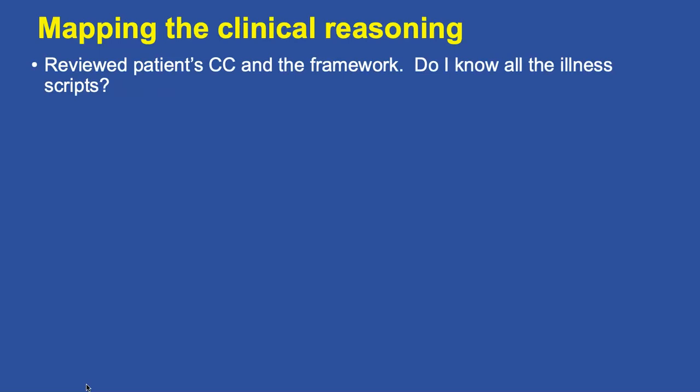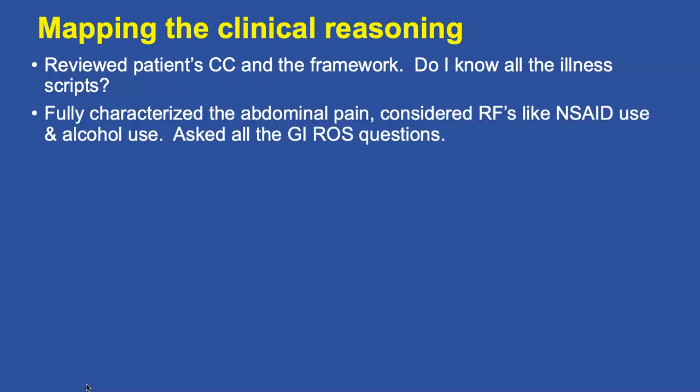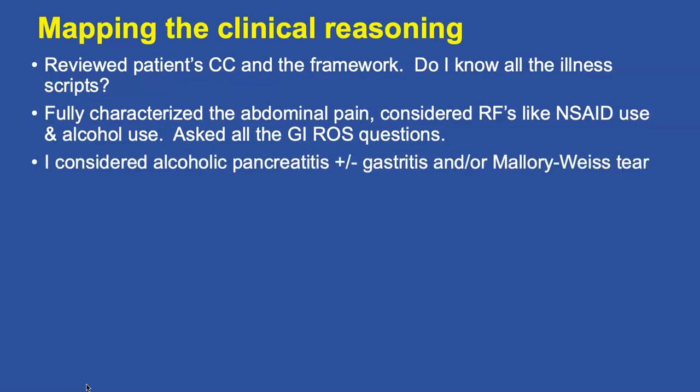before I saw the patient, I reviewed the chief complaint that I knew. I knew that she had come in with abdominal pain. I went over the framework and I asked myself, do I know all the illness groups that are relevant in this case? When I started talking to her, I fully characterized the abdominal pain, considered the risk factors for abdominal pain like NSAID use and alcohol use. And during that time, I tried to ask all the relevant GI review of systems questions.